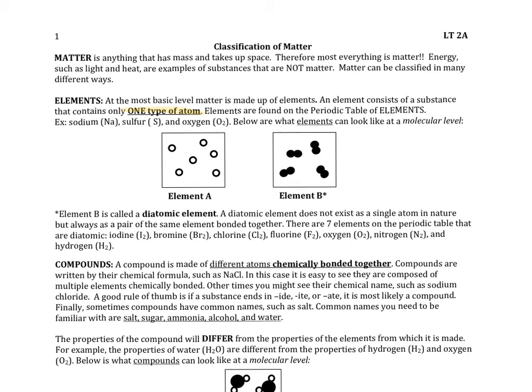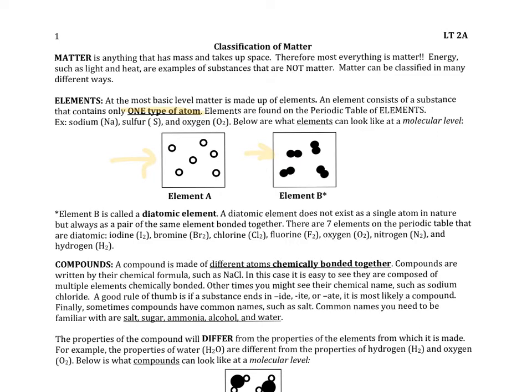And below, we've got some pictures of what these look like at the molecular level. That means if we were actually able to see the tiny little particles that make up this matter, you can see that each of these, element A and element B, are made up of the same type of little dots. And those would be individual elements. I can see A is made up of 1, 2, 3, 4, 5, 6 teeny tiny white circles. So those would be our elements.